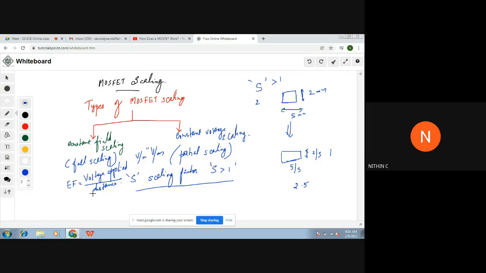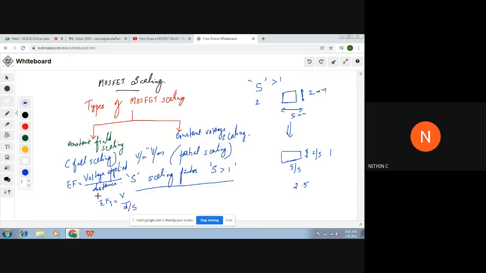We need to scale down the device also. So how is that possible? That is my question. The scaled down device will be, I am calling it EF1, voltage divided by distance. I will call the distance D. I am scaling down this distance by S.